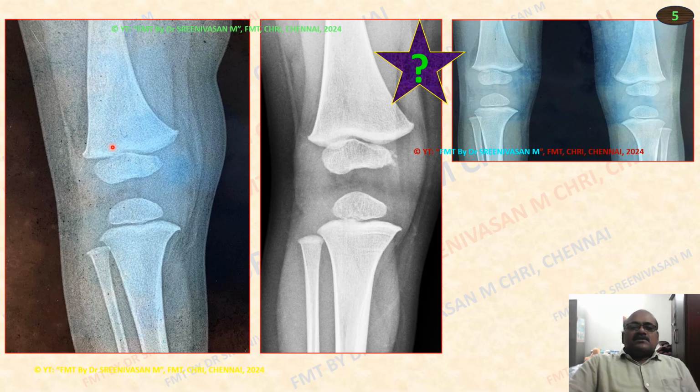So what is the age? Since the lower end of femur and upper end of tibia have appeared, and upper end of tibia appearance is 10th month of intrauterine life, age is more than 10th month of intrauterine life. Since upper end of fibula not appeared, age is less than 4 years. So age is above 10th month of intrauterine life but less than 4 years.